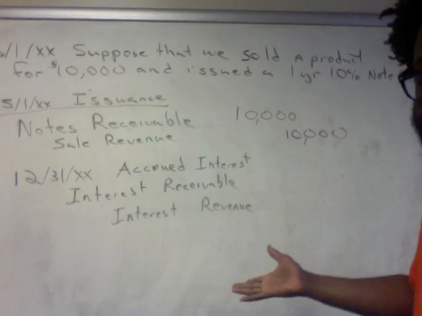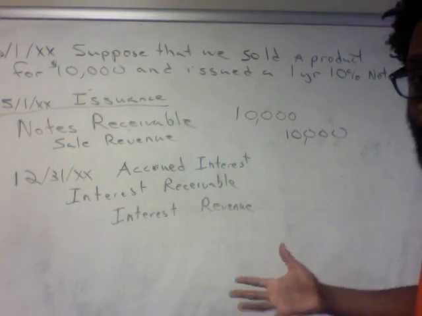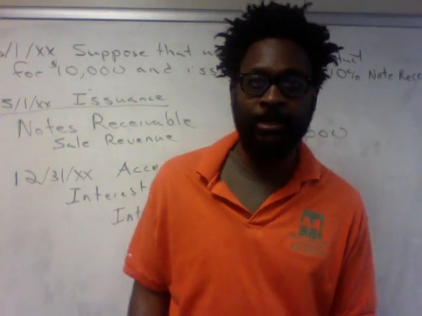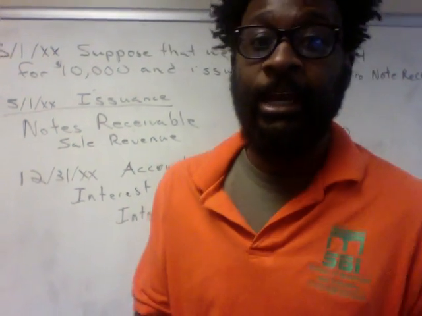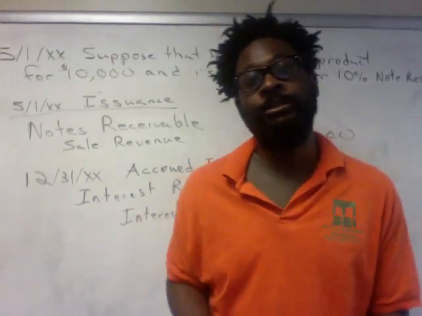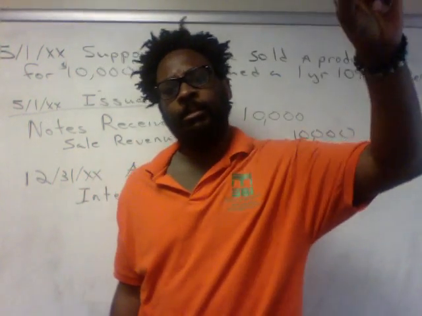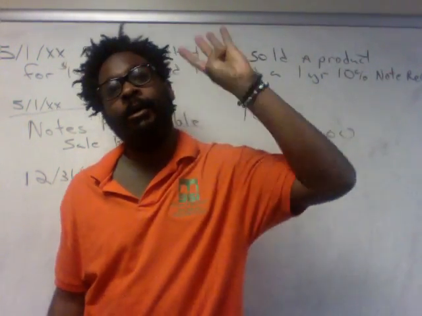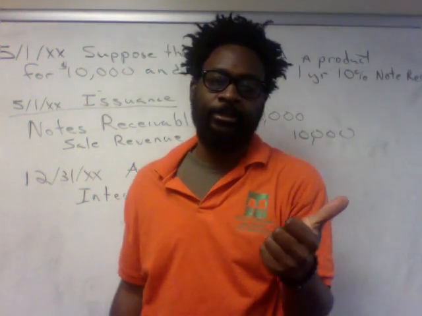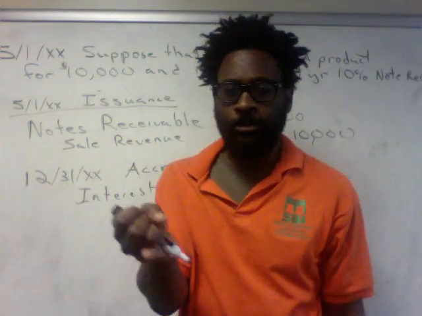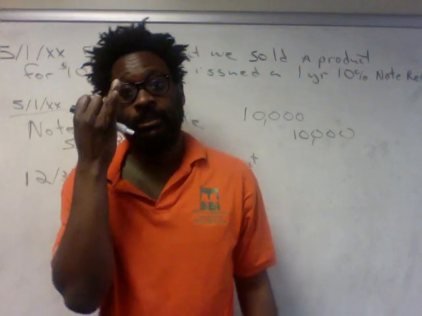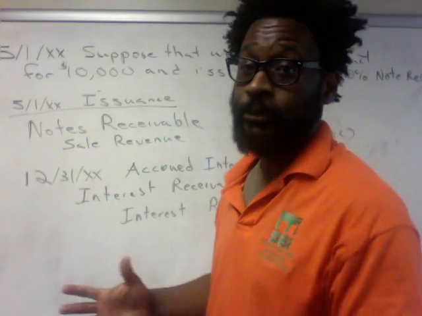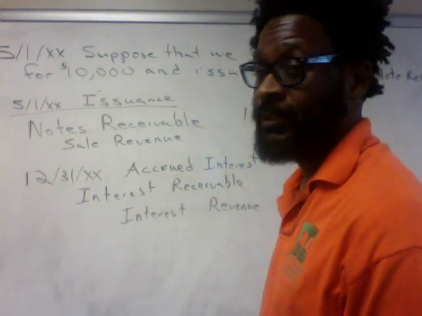Now, we have to calculate the correct amount, right? Because we know that we've earned interest for how many months? We need to calculate it. As I said before, always use your hands. May to the end of May, June to the end of June, July to the end of July, August to the end of August, September to the end of September, October to the end of October, November to the end of November, December to the end of December. That's 8 months, guys. That's 8 months of interest we've earned, but we haven't received yet, right?